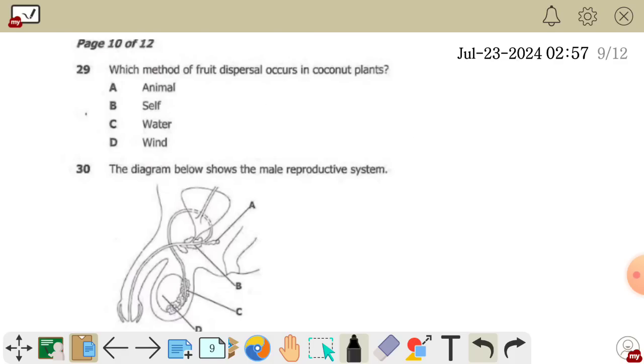Question 29. Which method of fruit dispersal occurs in coconut plants? So in coconut plants, the type of seed dispersal which is observed is animal dispersal.